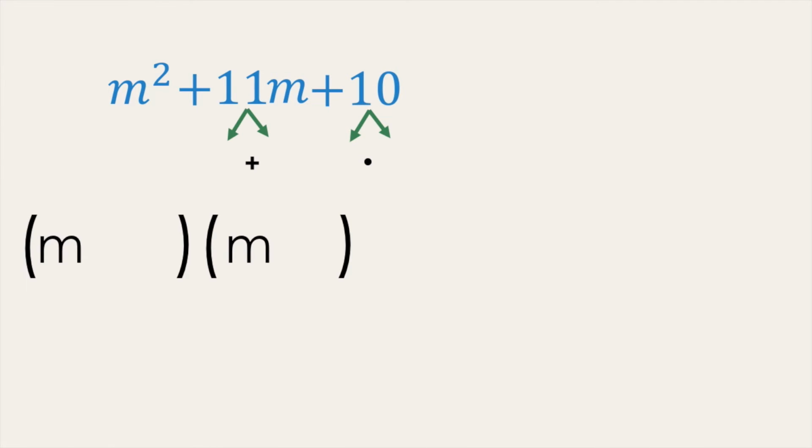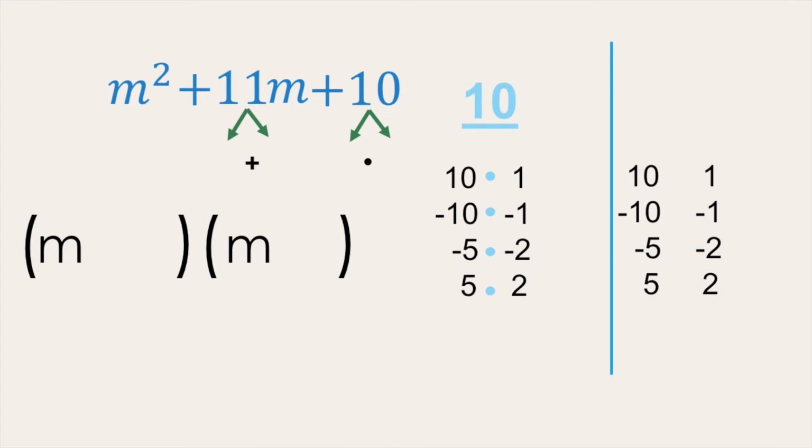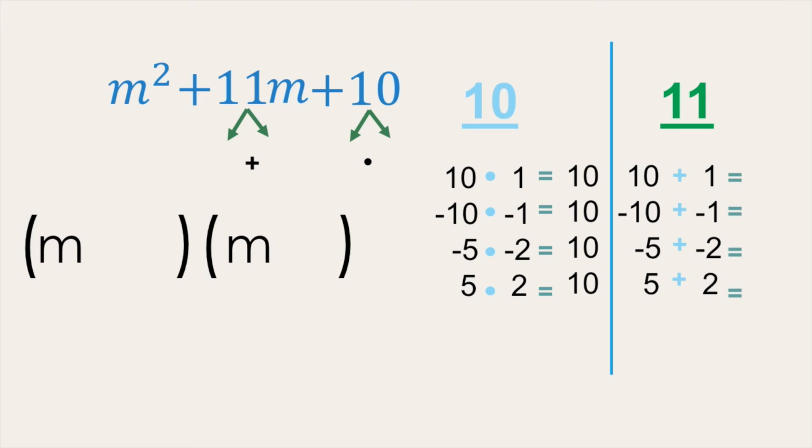Let's consider the list of numbers that multiply to give us positive 10. We have 10 times 1, negative 10 times negative 1, negative 5 times negative 2, positive 5 times positive 2. And these numbers should also be able to add to give us positive 11. We know that each of these equals positive 10 because we chose them so that the product of them would equal positive 10. But let's see when we add them together which pair is going to give us positive 11. We know that 10 plus 1 gives us positive 11.